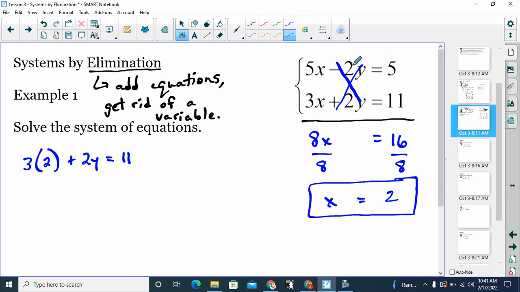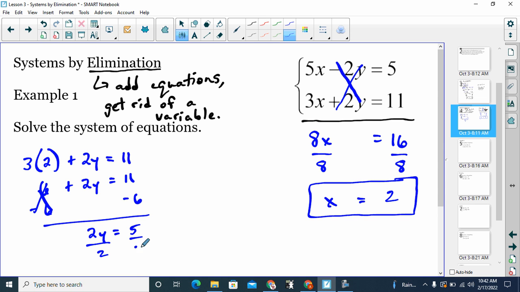And if you wanted to plug it into the top one, 5 times 2 minus 2y equals 5, that works just as well. We are solving for y then. Here I've got 3 times 2, which is 6. Subtract 6 from both sides. I get 2y equals 5. And divide both sides by 2. y equals 5 over 2. You can write it as 5 over 2. If you really want to write it as 2.5, you can. 2.5 is fine. I get x is 2, y is 5/2.